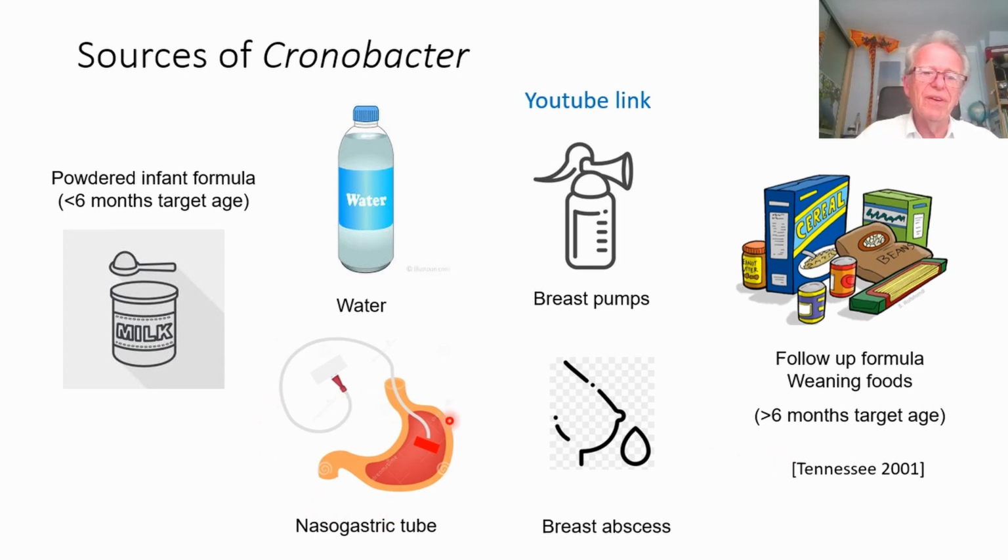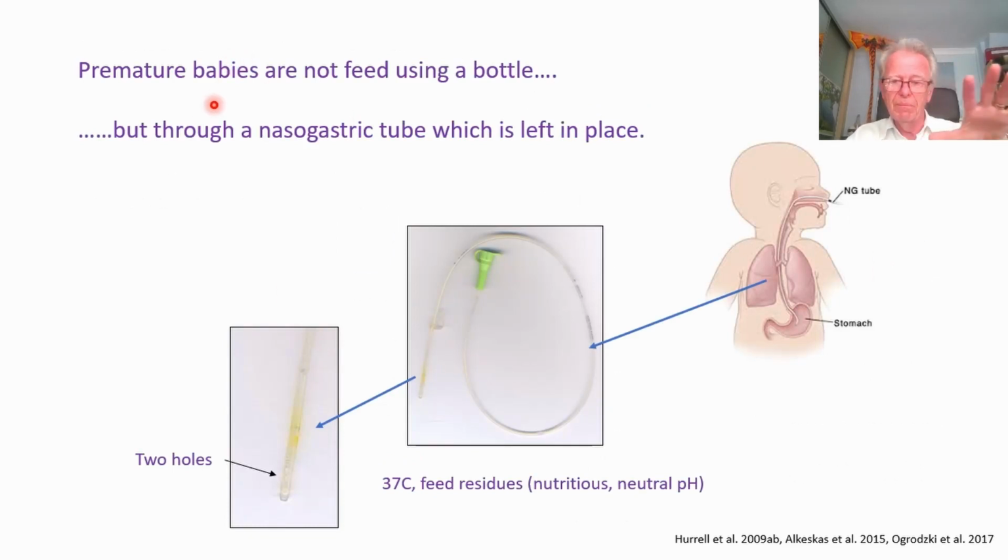Now, I scooted over nasogastric tubes because it's something I want to bring out in this particular video for a particular reason. Nasogastric tubes are tubes that often go down through the nose of the baby and into the stomach. Why do we do that? Because many of these infections are associated with premature babies, and premature babies are not fed with a bottle but through a nasogastric tube, which is left in place because you distress the baby putting the tube down and bringing the tube back out of the baby. So to reduce the amount of stress on the baby, the tubes are left in place.